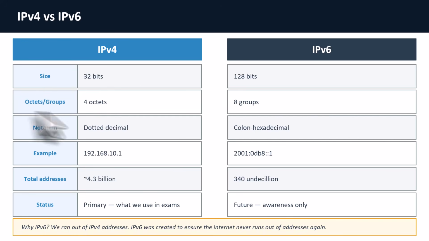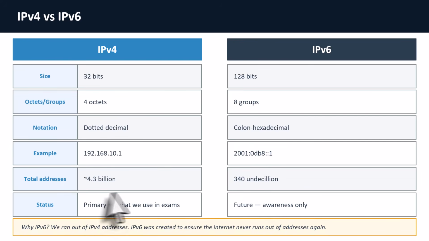So here we have 4 octets. Here they are grouped into 8 groups separated by a colon, in hexadecimal. Here we use the period or full stop to separate them. This is an example of how IP version 4 looks. This is an example of IP version 6. With IP version 4 we can get about 4.3 billion devices, and here we can get far more.